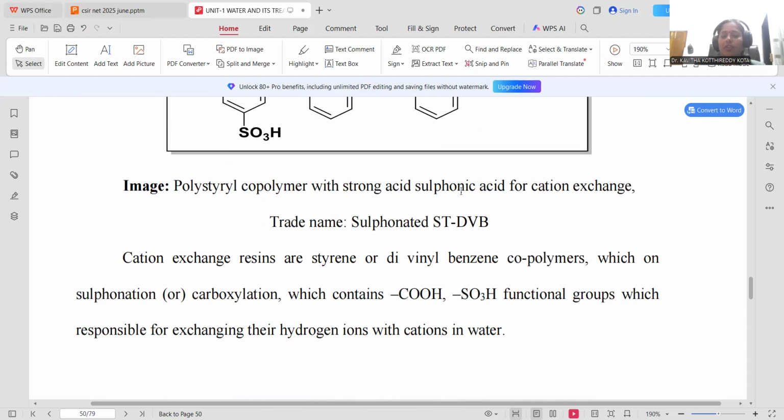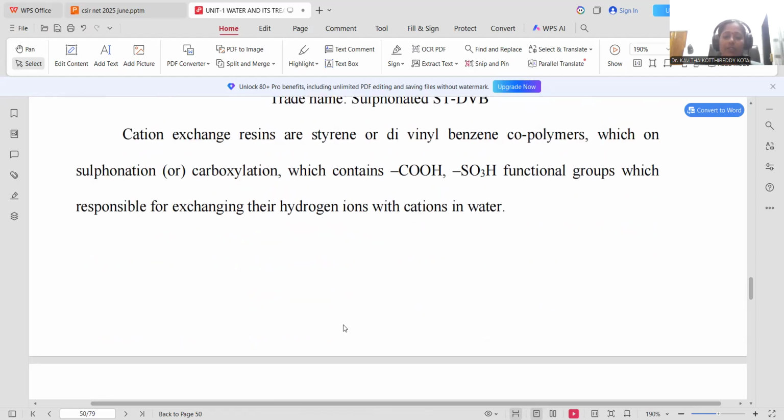Polystyrene copolymer with strong acidic sulfonic acid located over the cation exchanging terminals is a sulfonated kind of resin. Cation exchange resins are styrene and divinyl benzene copolymers, which undergo sulfonation or carboxylation. Whether it is carboxylic acid or sulfonic acid present on that, the ultimate use will be the release of H plus ions into the water, as it is the cation exchanging resin, which is responsible for exchanging its hydrogen ions with the cations dissolved in the water, so that exchange of cations is possible here.